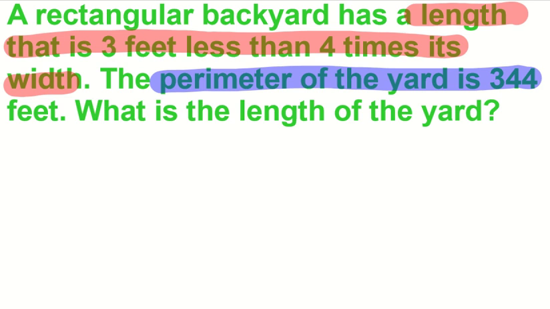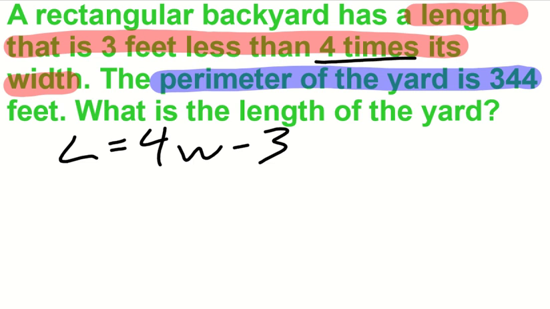We got the length is, so I'm going to put it as L equals 4 times the width, so 4W, and it's 3 less. It says 3 feet less, so that means we're taking away 3, just like we were saying on the one before. And it says 4 times, that means the width is being multiplied by 4. Okay? So we'd have L equals 4W minus 3.